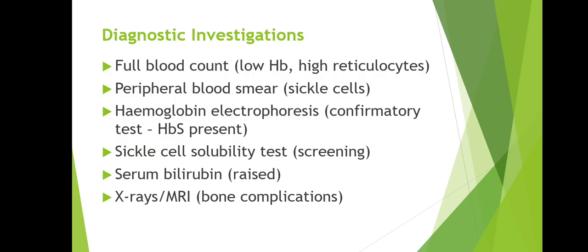Some diagnostic investigations usually involve full blood count, peripheral blood smear, hemoglobin electrophoresis. This one is a confirmatory test that measures the presence of the affected hemoglobin, which is S. Then we have sickle cell solubility test for screening. Then serum bilirubin is going to be raised. Why? Because there is too much destruction of red blood cells. Then on X-ray and MRI, you are going to see some bony complications, denoting maybe the bone marrow is malfunctioning.